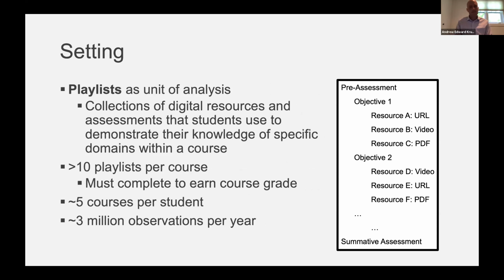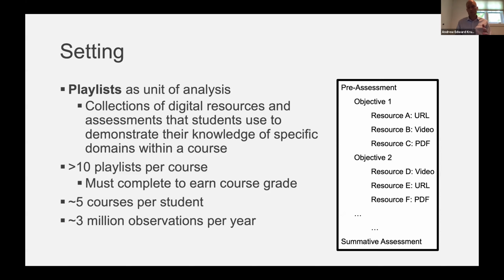So the playlist, very simple construction. Every playlist started with a pre-assessment organized by objectives with a series of resources, whether it could be a URL, a video, a PDF. And then it concluded in a summative assessment, which students needed to complete in order to earn credit for the playlist. A ton of volition was entered into this construction.